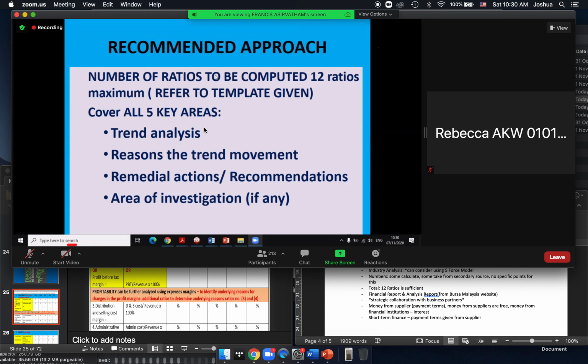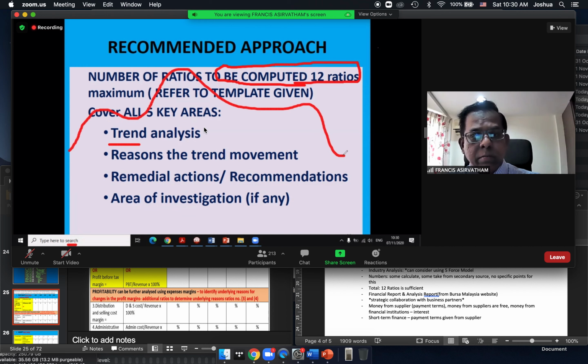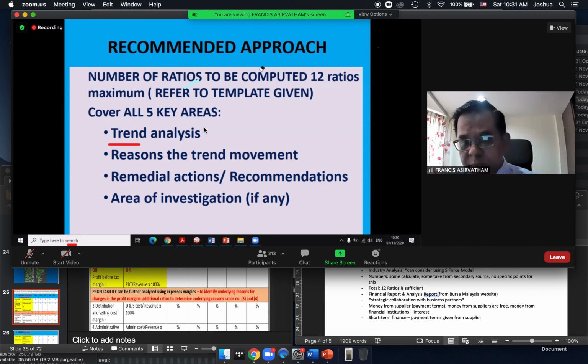So the maximum number of ratios to be calculated is only 12. No more than 12, because if you do anything more than that, it's difficult to explain. And how do we explain? Number one, trend movement. Whether it's going up or going down, you write down the trend. That is one paragraph, normally 1 mark.